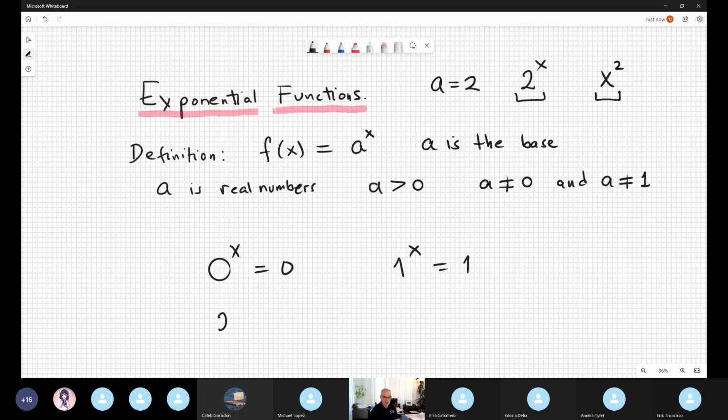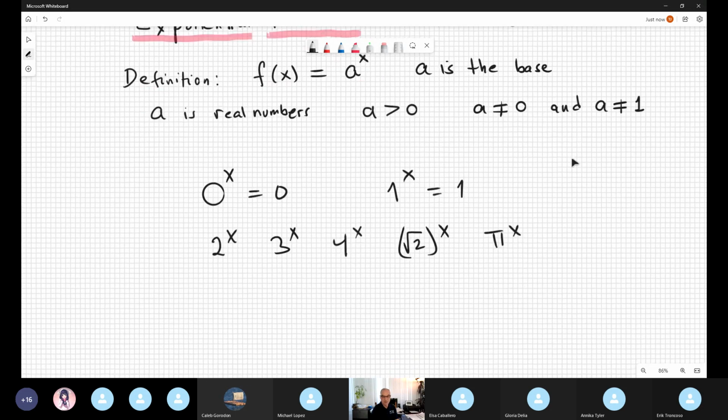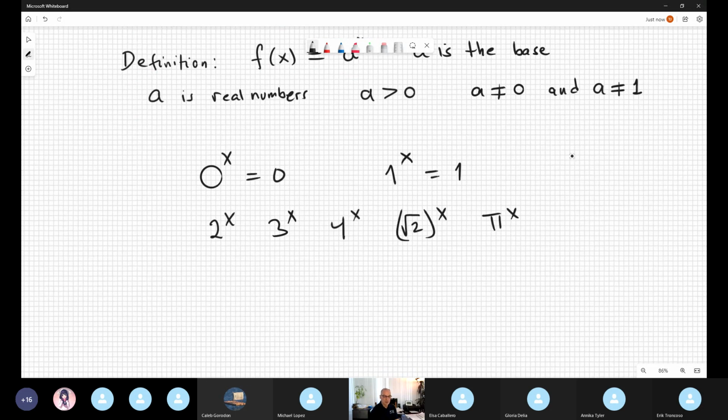So, for example, you have 2 to the x, 3 to the x, 4 to the x, radical 2 to the x. Exponential function. Pi to the x. It doesn't matter that it's rational or irrational. And what about fractions? For example, 1/2 raised to the x, yes. It's also exponential. The only important thing is that the base is a real positive number. 3/4 raised to the x is also exponential.